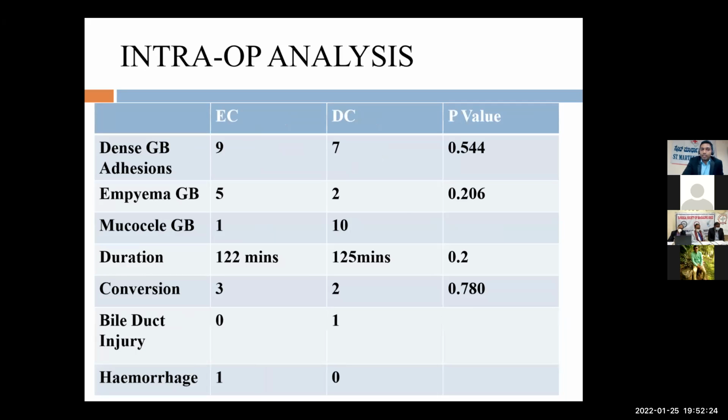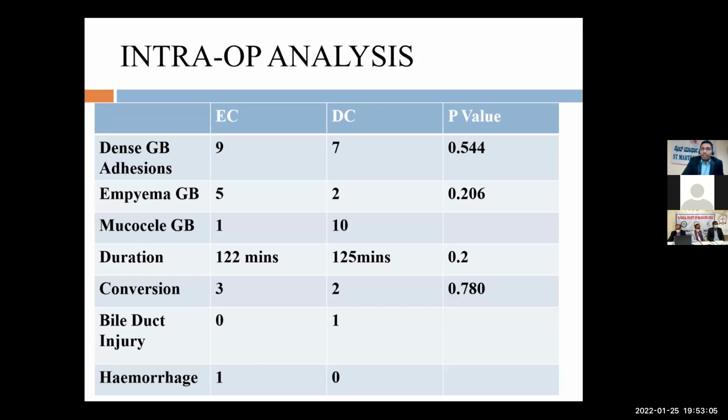For the intraoperative analysis, the things we took into consideration were dense GB adhesions, empyematous GB, and mucocele of the GB, and the duration, which many literature sources say is significant. So duration and conversion, bile duct injury and hemorrhage. To our surprise, not much difference was noticed between the early group and the delayed group in the intraoperative analysis, where dense GB adhesions were seen in 9 and 7, and empyema GB were in early cholecystectomy patients, and mucocele GB was seen in 10 cases in delayed cholecystectomy. Duration was almost the same except for a 3 minute difference between the early and the delayed group.